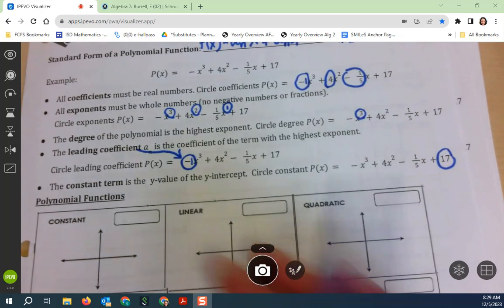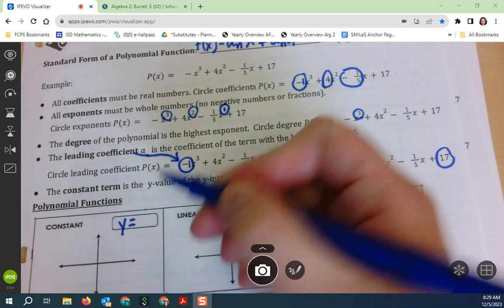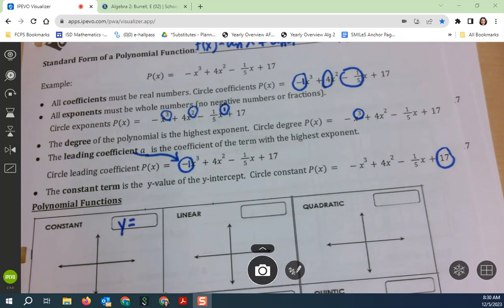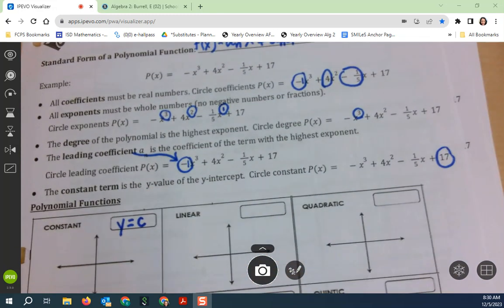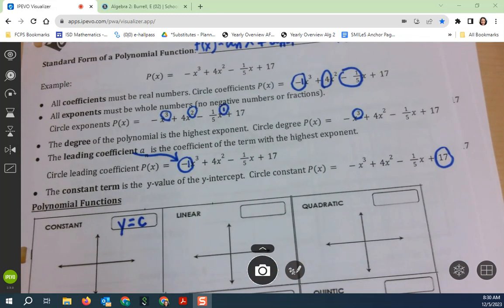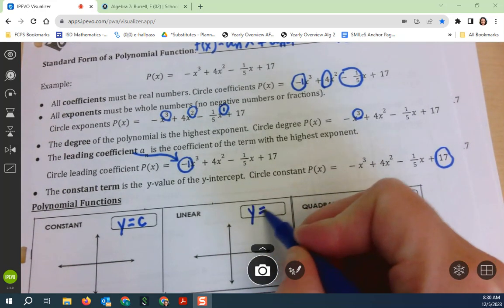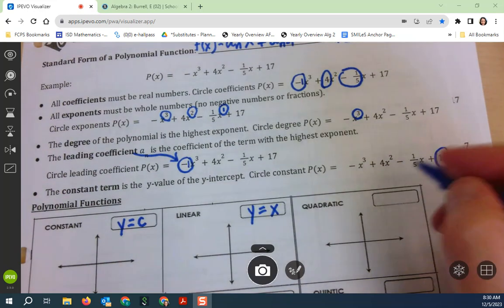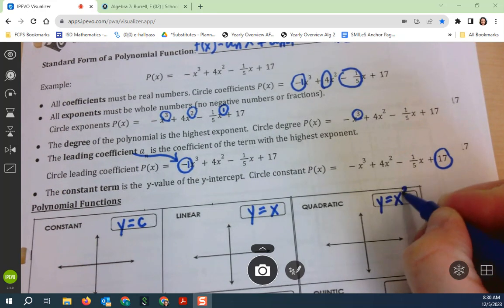We have some polynomial functions. We have y equals a constant. That could be any number. It could be like 1, 2, 3. It could be negative 15. I'm going to put C just to represent any number. We have a linear function, and the most simple one is y equals x. And for a quadratic, the most simple is y equals x squared.